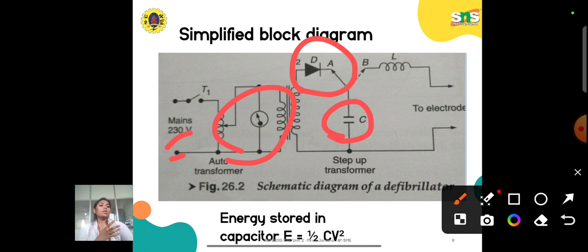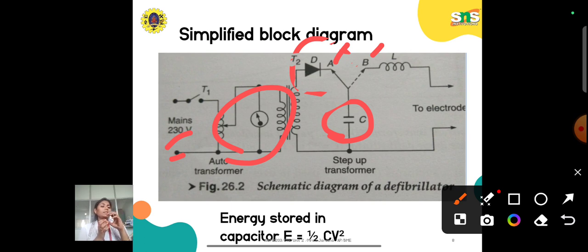Okay, then here you have a switching option. The switching option is here. One is point A, another one is point B. Initially the capacitor is connected with point A. The reason is that whatever value we are setting, the capacitor has to be charged up to that. Whenever it has to be charged, the capacitor point will get connected to A.